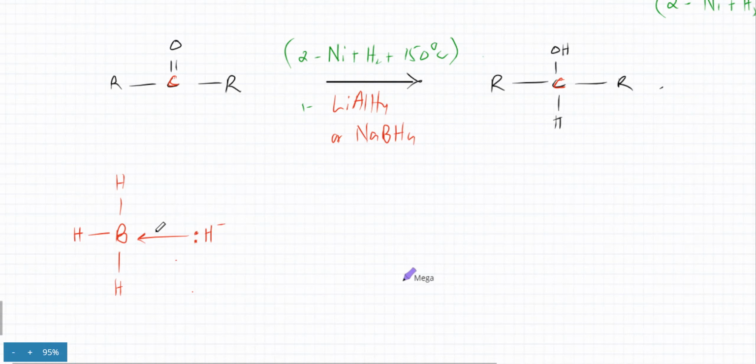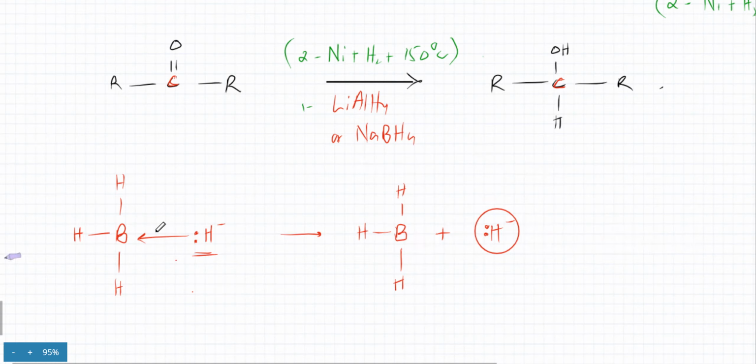Now this BH4 minus one or the AlH4 minus one ion is a source of H minus one ions. They are capable of producing H minus one ions because at any point the dative bond might break, resulting in the formation of the BH3 molecule and the H minus one ion. So this is what's happening.